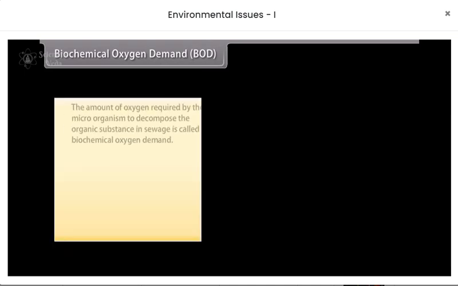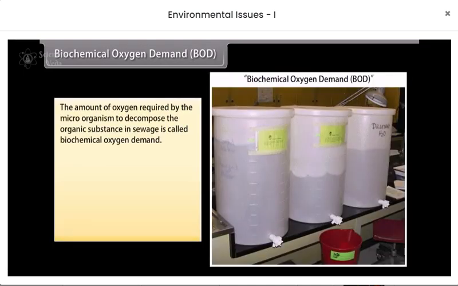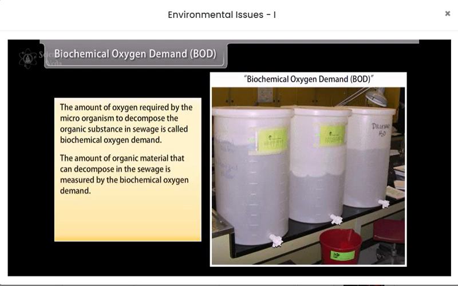Biochemical oxygen demand, BOD. The amount of oxygen required by the microorganism to decompose the organic substance in sewage is called biochemical oxygen demand. The amount of organic material that can be decomposed in the sewage is measured by the biochemical oxygen demand. It is the most important parameter for the designing of sewage treatment plant.